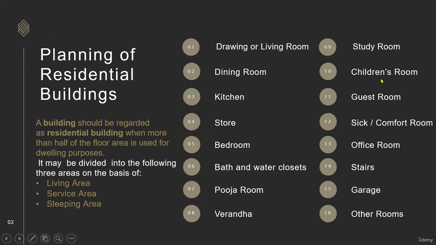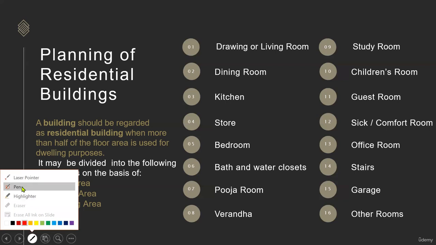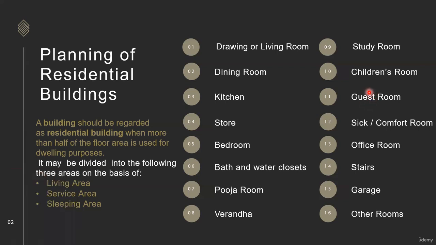Next one is the children's rooms. In Western cultures, you can see that they provide separate children's rooms. Children's rooms in Western cultures, they prefer that the room be, in most cases, near the kitchen or near the bedrooms. Okay, they will prefer that.